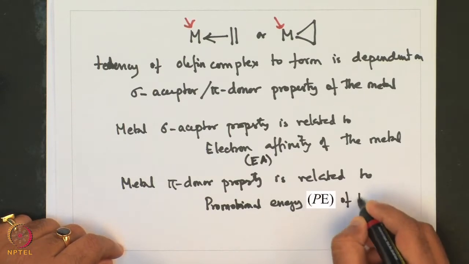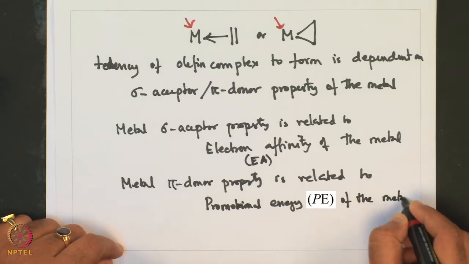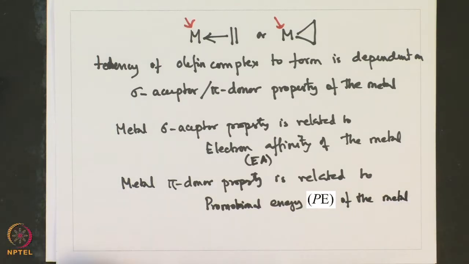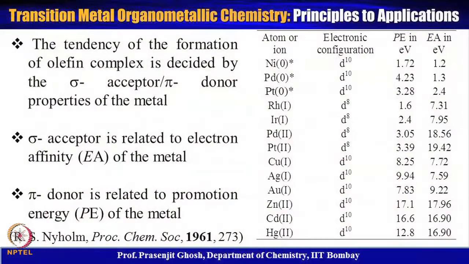Of the metal. So, promotional energy is the energy required for taking the valence electron of the metal and putting it in the next higher energy orbital. So, how difficult or how easily will the metal be able to promote its valence electron to the next available empty orbital, that is called promotional energy. Now, these two properties significantly affect the forward sigma donation as well as the pi back donation of the elements.